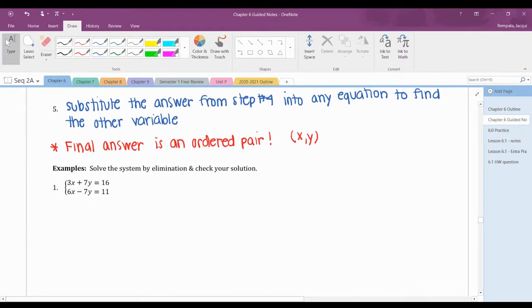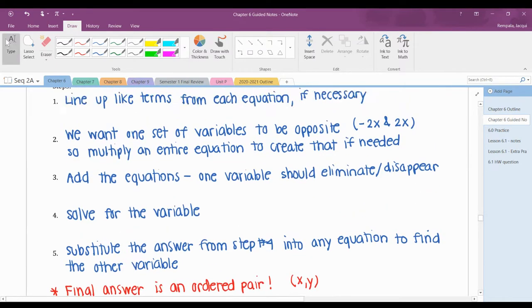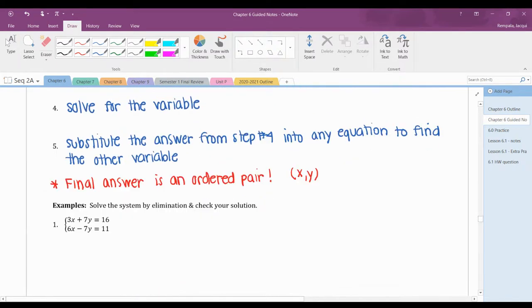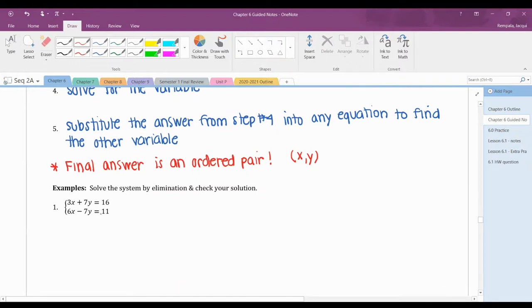now let's go ahead and start looking at a couple of example problems. So the directions say to solve the system by elimination and then check your solution. So if we look, notice that we have the x's one on top of the other. We have the y's one on top of the other. We have the equal signs one on top of the other. And then we have what it is equal to on top of the other. So step number 1, which says line up like terms if necessary, well, we don't have to do anything. All the like terms are already lined up. So step number 1's already done for us.